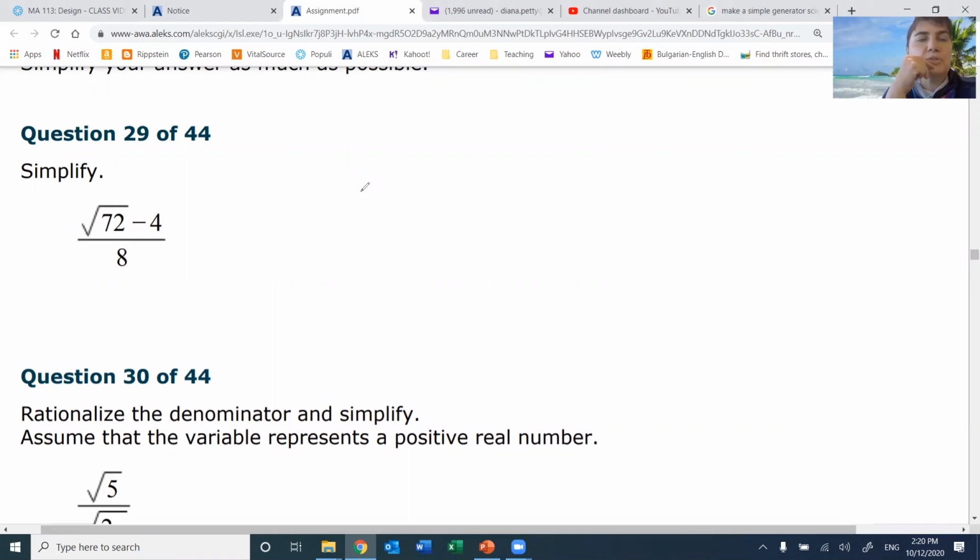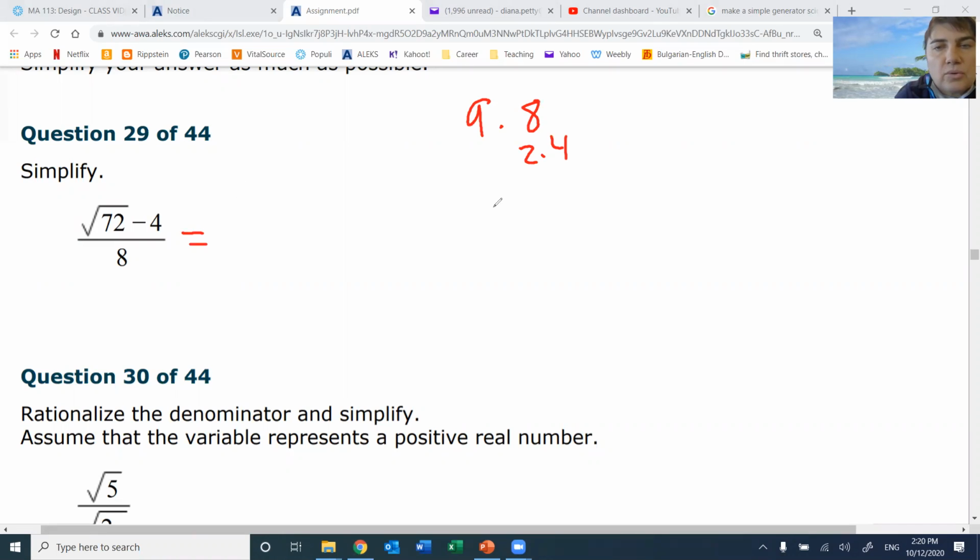Simplify. So, simplify the 72. The only thing you can simplify is the radical. Now we're getting into doing the radicals, simplifying them. So 72 is 9 times 8, right? And 8 is 2 times 4. You're looking to make them into perfect squares.